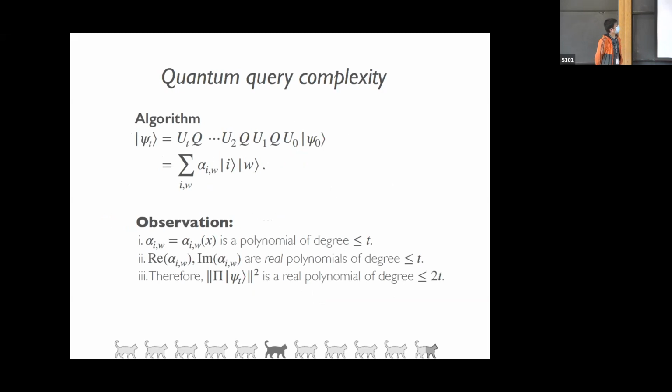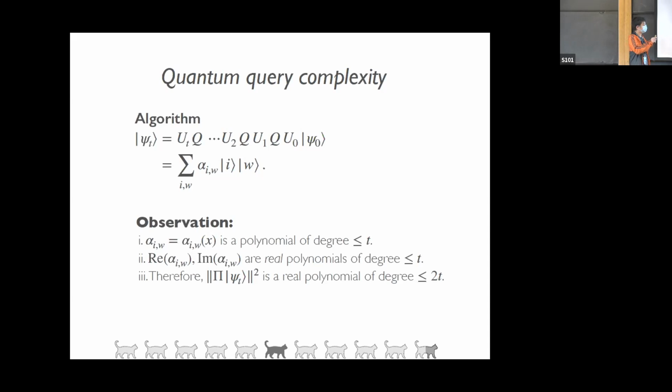We will make some observations here. Note that the amplitudes, if we view them as functions of the input x, are actually polynomials of degree at most t. Let me explain. In the beginning, you have a vector whose coordinates are all constant. When you apply a unitary operator, you just take linear combinations of those coordinates, which won't increase the degree.